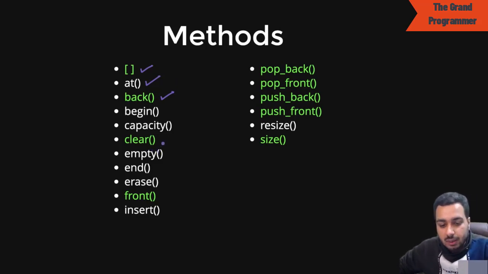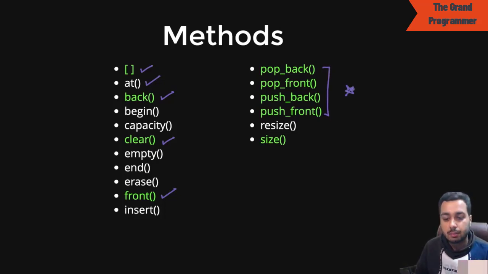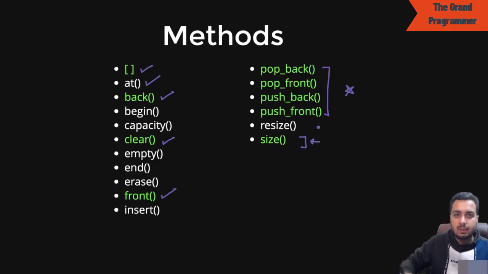If you want to remove all the elements, you can call the clear method. If you want to get the front element, you can call the front method. So these are 4 important operations that you should be knowing: push back, pop back, push front, pop front. Okay, and there is the size method that tells you how many elements are currently there in the Deque.